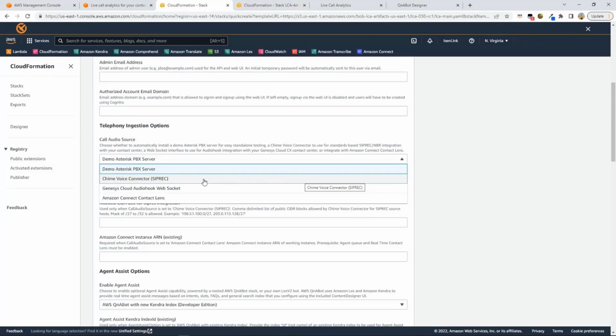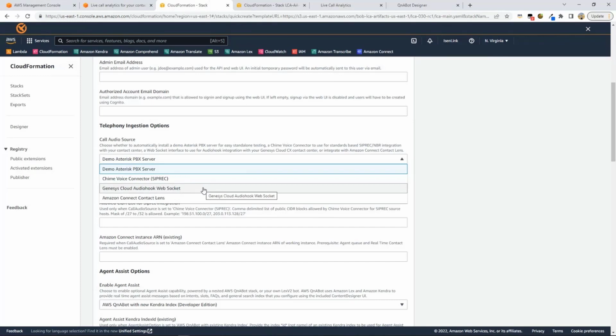So you can configure your own contact center to send audio to this solution. That audio will then be sent, just like the Asterisk audio was, into the Kinesis Video Streams and transcribed in much the same way that the demo call we just had worked.